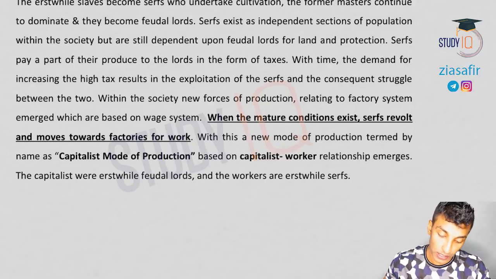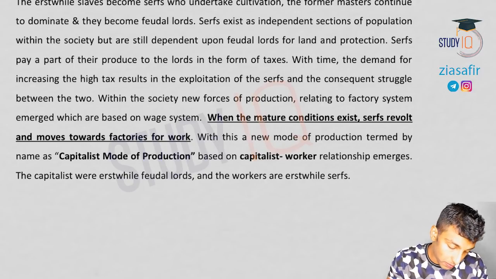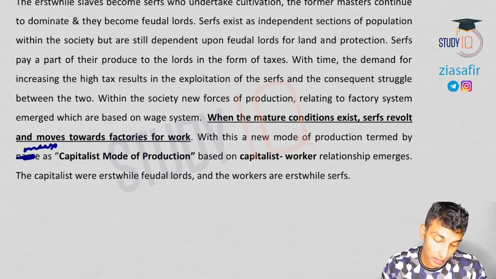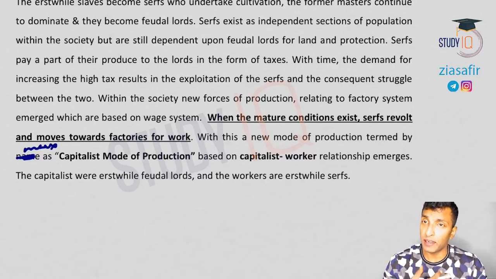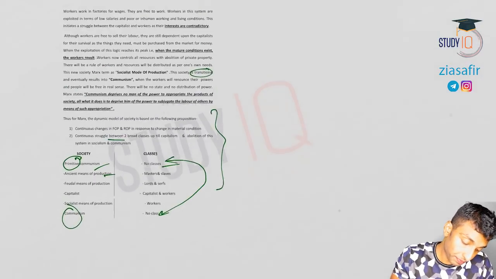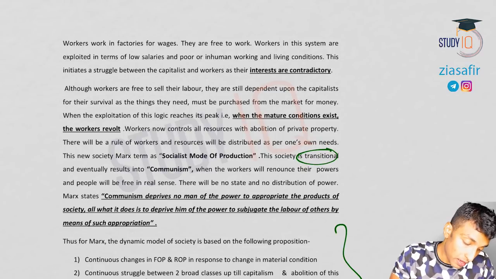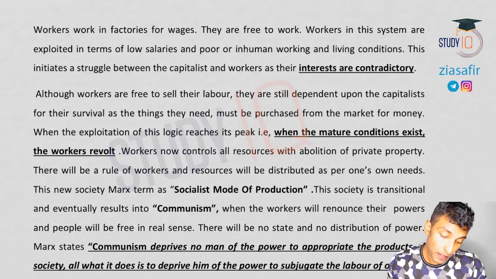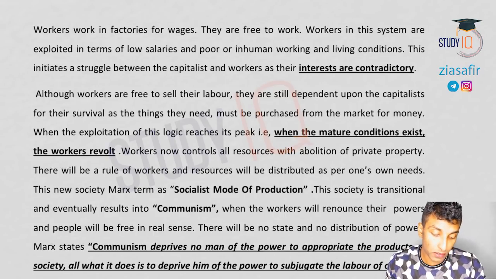With this, a new mode of production termed by Marx as the capitalist mode of production, based on capitalist-worker relationship, emerged. The capitalists were the erstwhile feudal lords and the workers are the erstwhile serfs. Okay, now the workers work in factories for wages. They are free to work. The workers in this system are exploited in terms of low salaries and poor, inhuman working conditions. This initiates a struggle between the capitalist and the workers as their interests are contradictory.